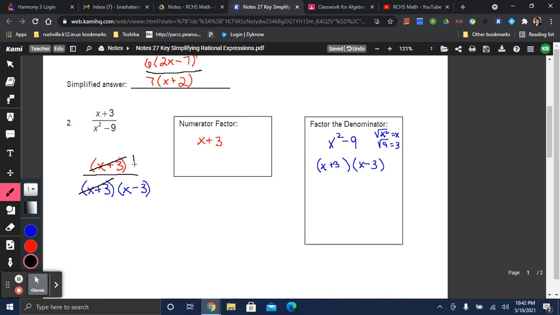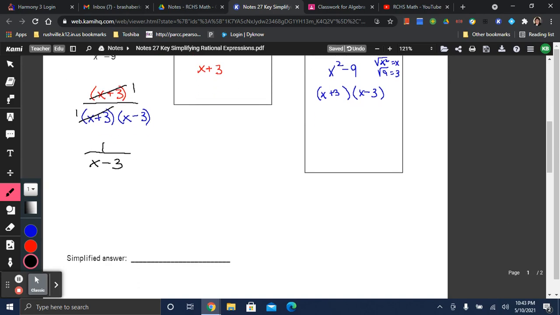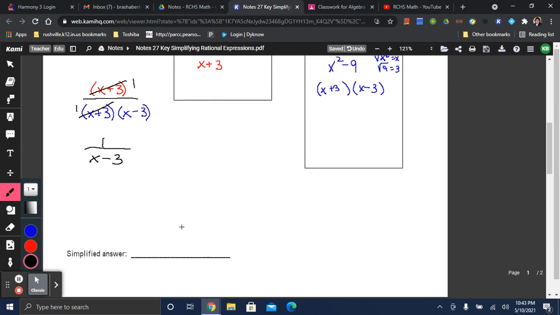But that removes the entire numerator, and so I need to remember that I'm dividing, and when I divide, I get ones. And so I'll have a 1 in the numerator. In the denominator, I don't need to write this one because I have the x minus 3 factor in the denominator. So 1 over x minus 3 is the simplified expression. And actually, I have a place for us to write that. 1 over x minus 3.